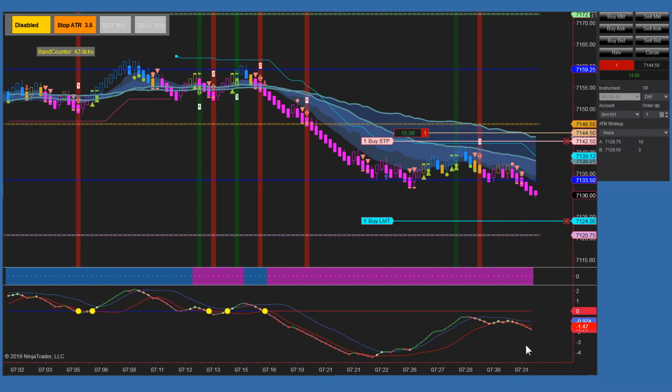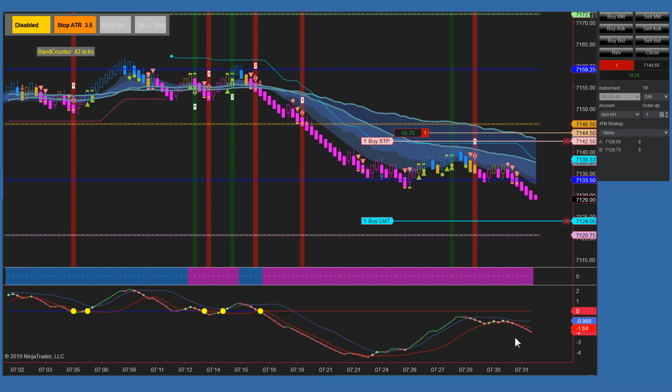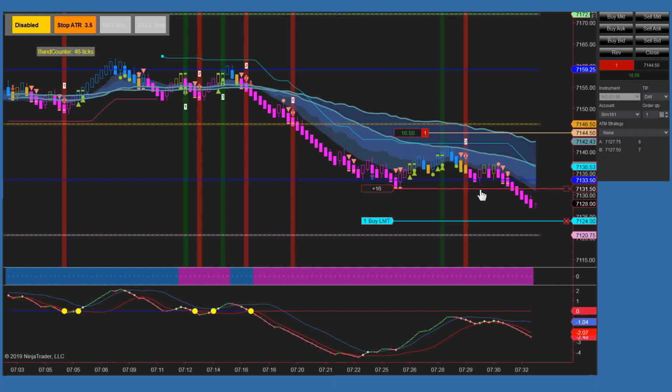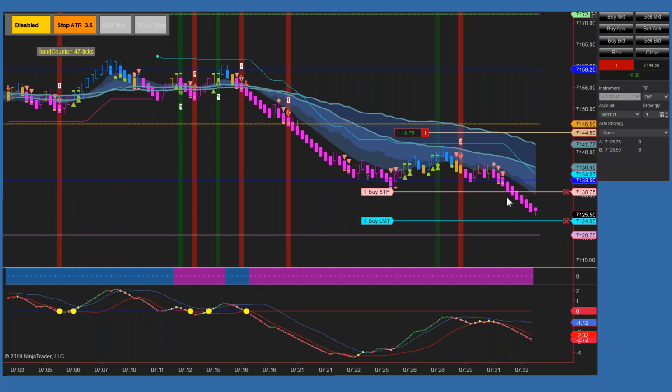Well, the Bollingers are in sync again. That's nice to see. Right, I'm going to start locking in some of this profit. So what I'm doing here is I'm leaving my stop a couple of bars back, and as we get closer here, I'm going to squeeze it even more.